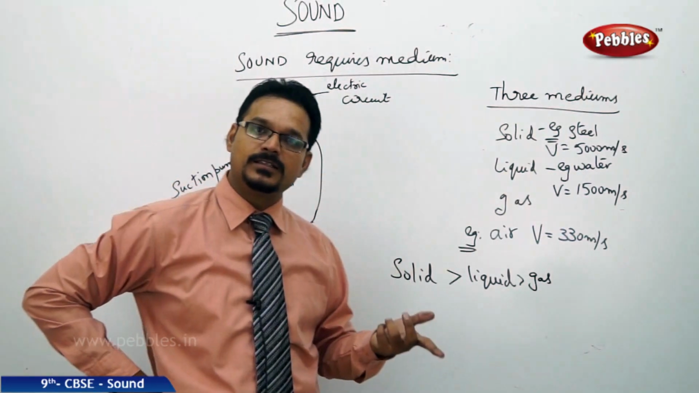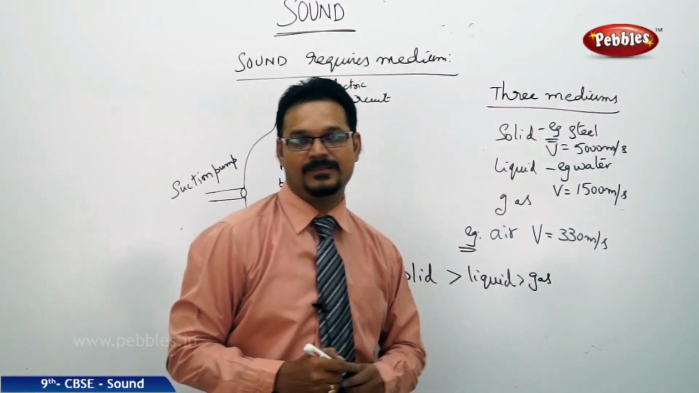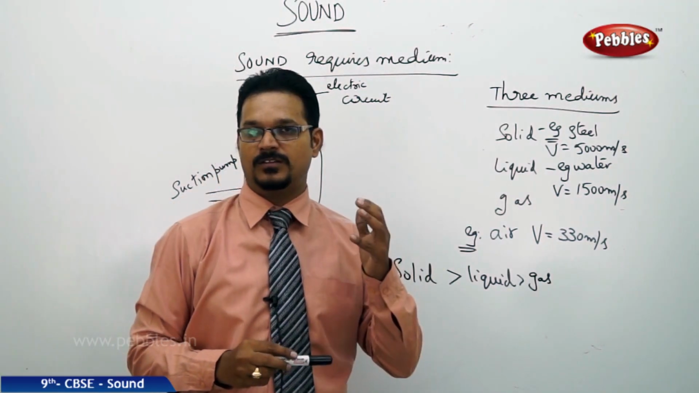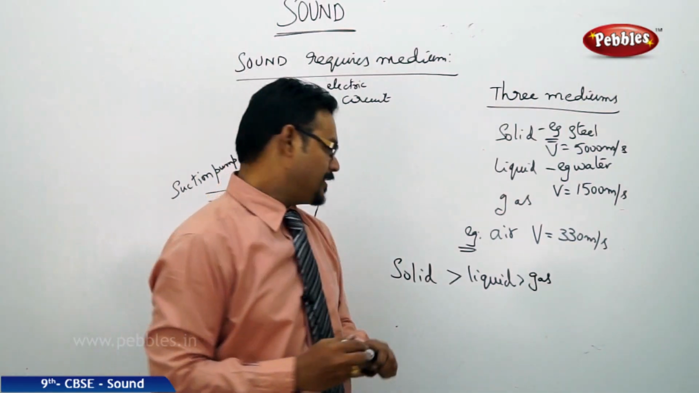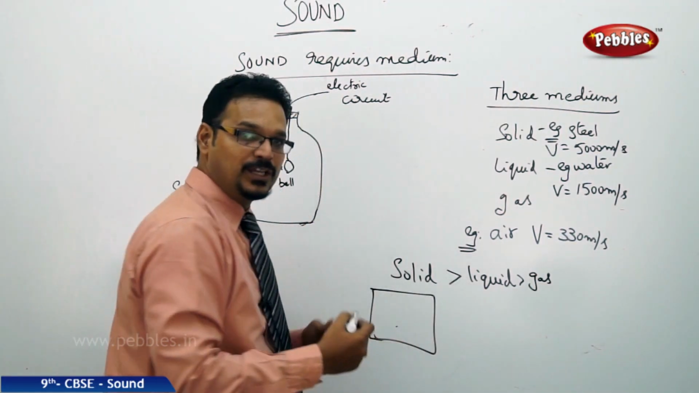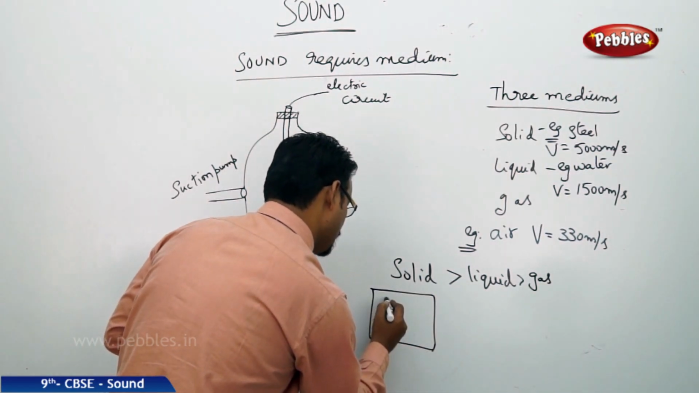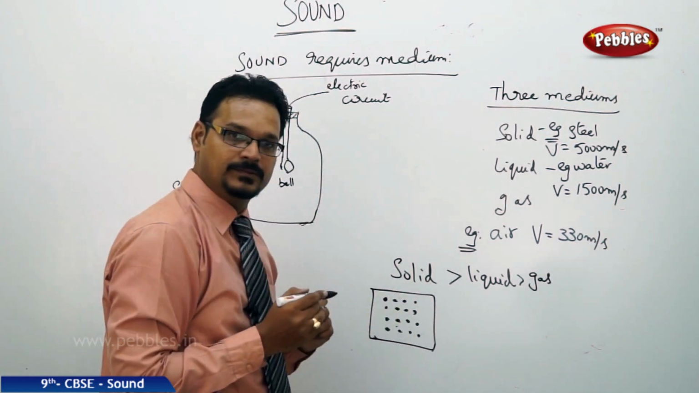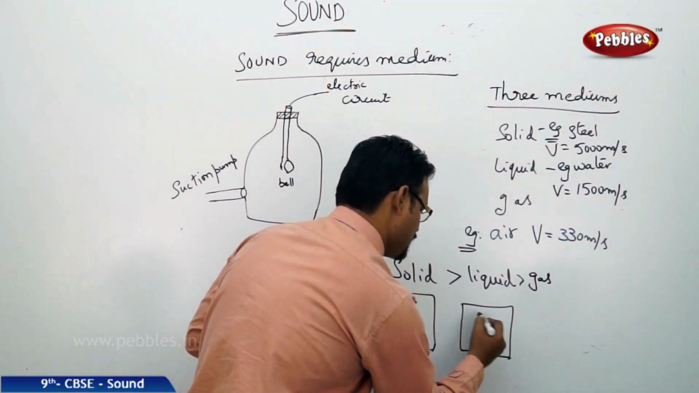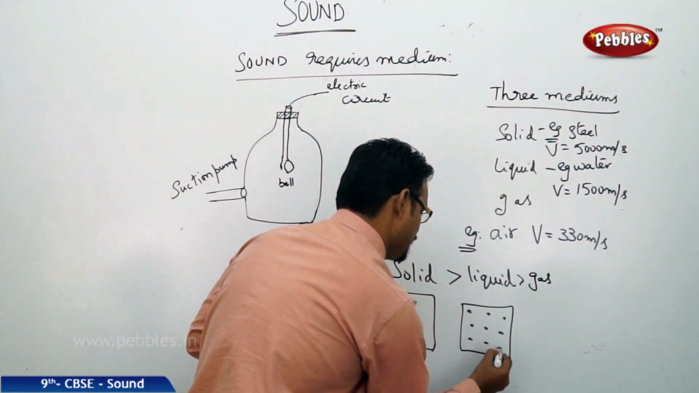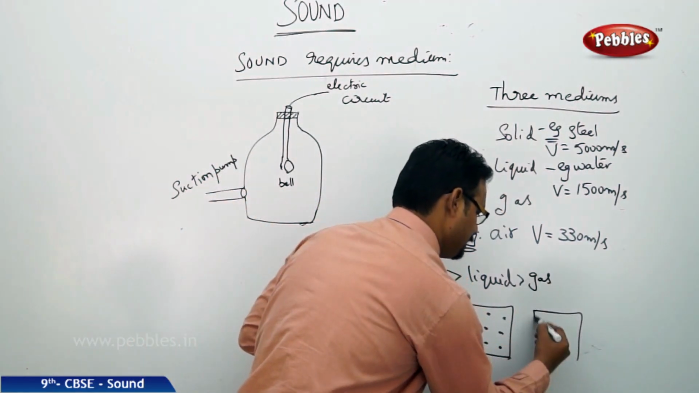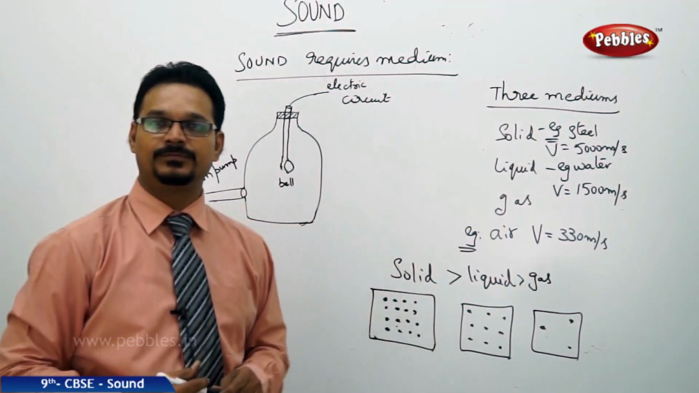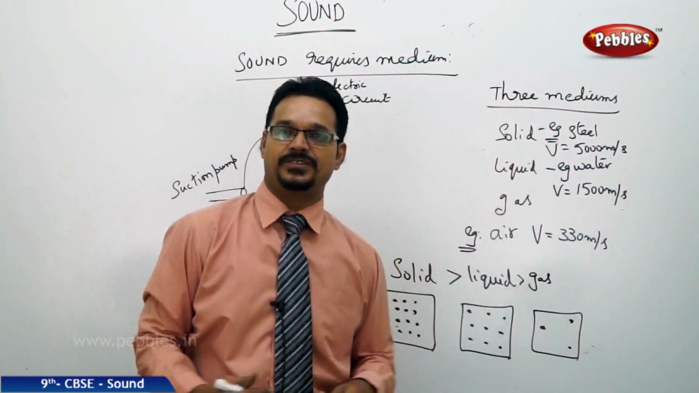So why is the speed of sound greater in solids, not in gas? Think about the molecular structure of solids, liquids and gas. Going back to chemistry concepts. In solids, if you see, all the molecules are closely packed like this. They are very closely packed. In liquids, the molecules are a little far from each other. But in gas, the molecules are in random motion. The distance between them is very large. They fly in different directions.